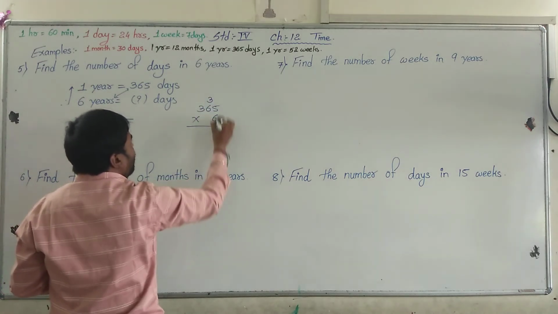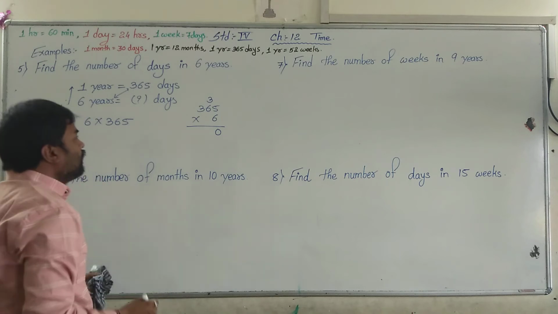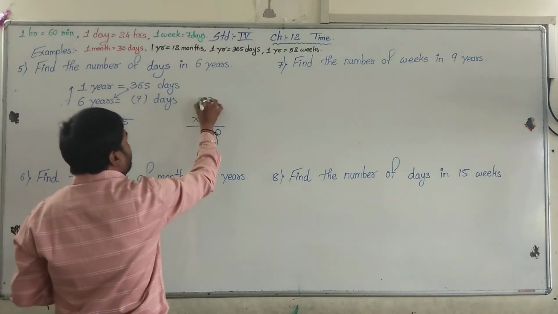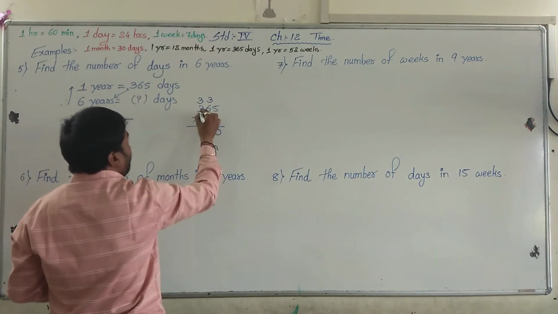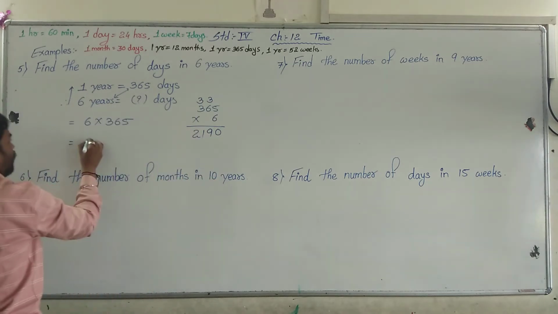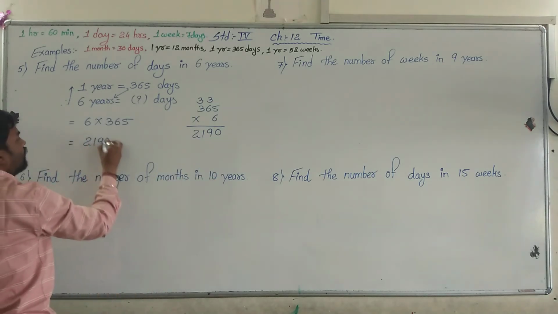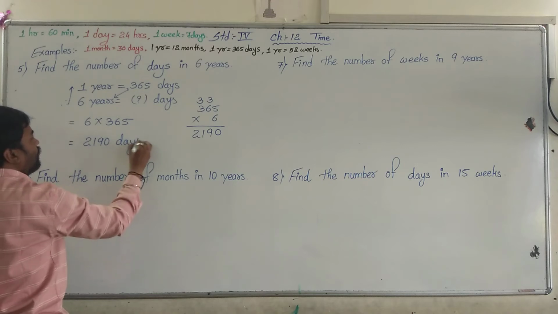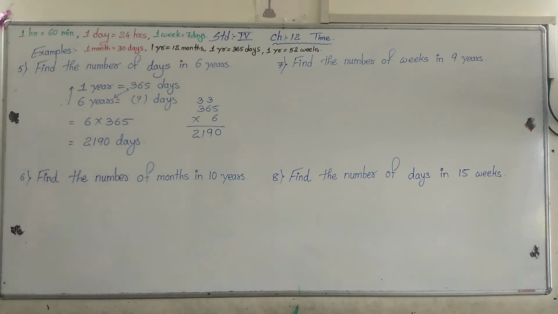6 5s are 30. 6 6s are 36, 37, 38, 39. 3 6s are 18, 19, 20, 21. So that will be 2190 days. Right? See, it's very easy. We only have to multiply the numbers, that's all.